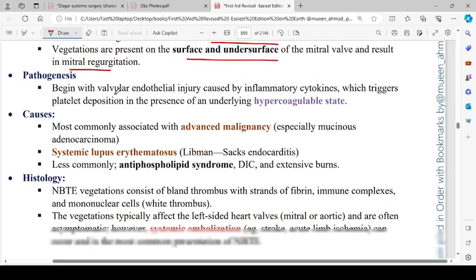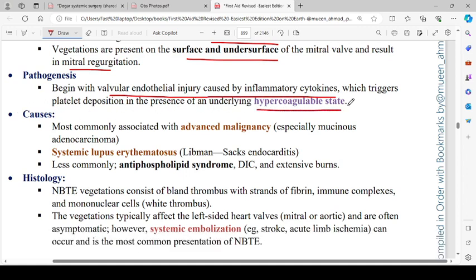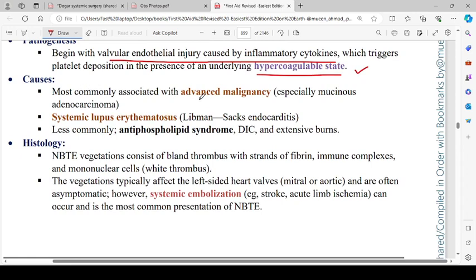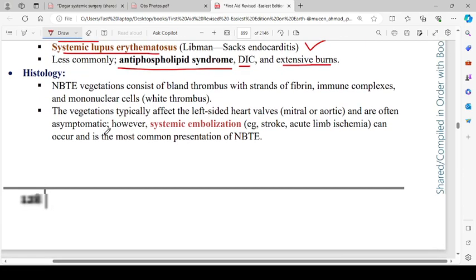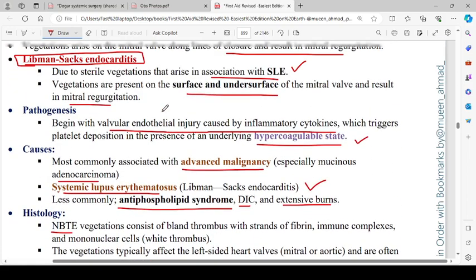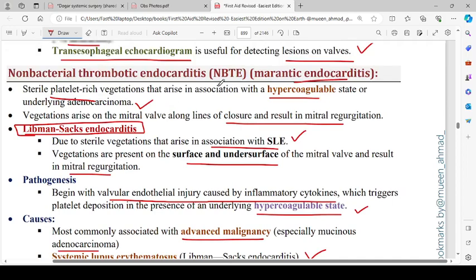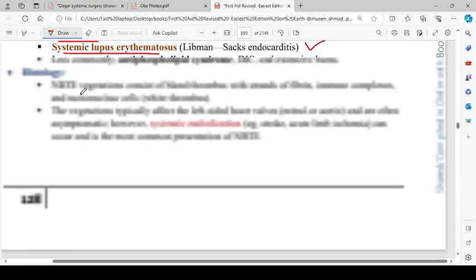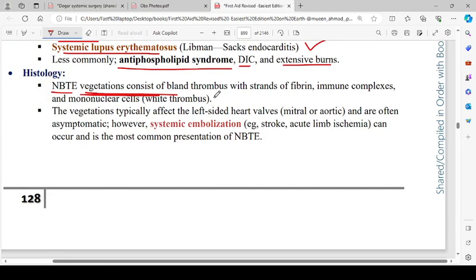Pathogenesis begins with valvular endothelial injury caused by inflammatory cytokines, which trigger platelet deposition in the presence of an underlying hypercoagulable state. Causes most commonly associated are advanced malignancy, especially mucinous adenocarcinoma, and systemic lupus erythematosus like Libman-Sacks endocarditis, and less commonly the antiphospholipid syndrome, DIC, and extensive burns. Histology of non-bacterial thrombotic endocarditis: the vegetation consists of bland thrombus with strands of fibrin, immune complexes, and mononuclear cells, like a white thrombus.